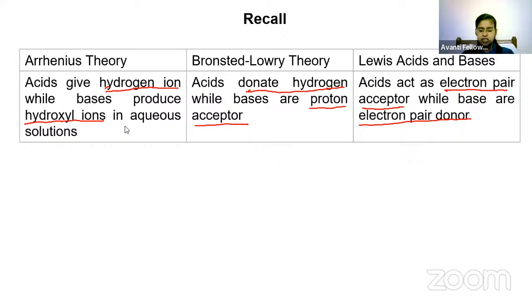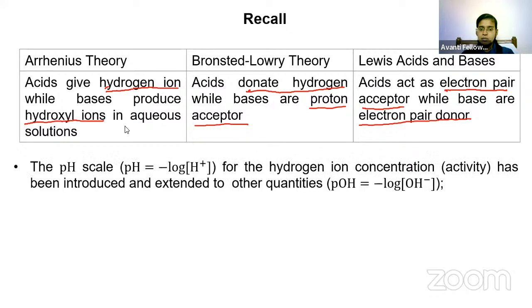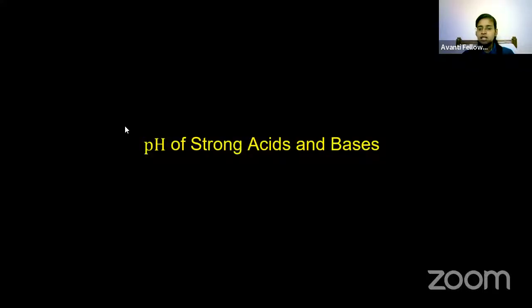We have also studied the pH formulas. To find out the pH, the formula is minus log of H plus concentration. And for finding out the pOH, it is minus log of OH minus concentration. These are the two formulas we have seen in the previous session. So today we are going to enter into the pH of strong acids and strong bases.